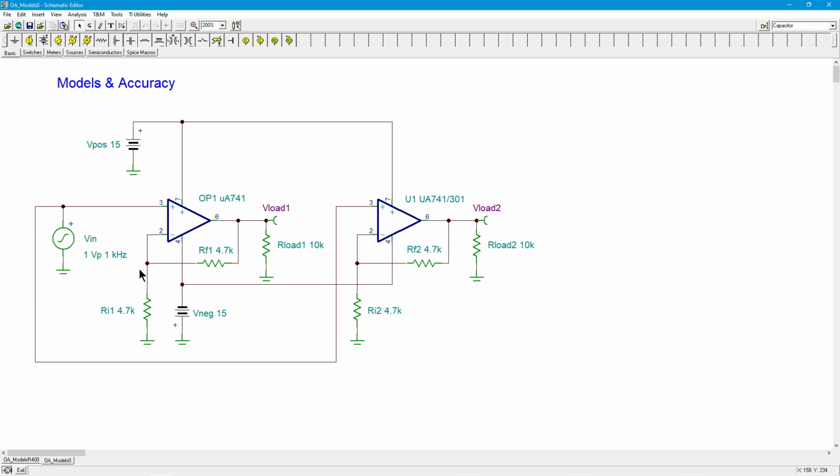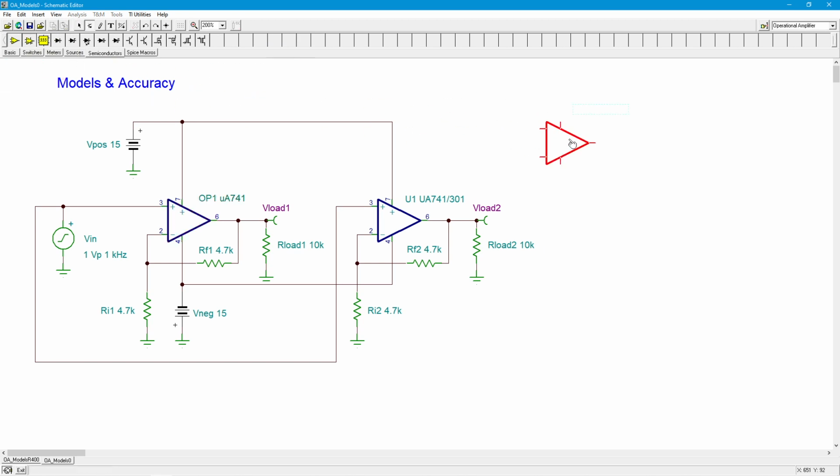This circuit is identical. They're both running on the same negative and positive 15 volt power supplies. They both have identical 10K ohm resistors for loads. They're both being driven by the same 1 volt peak, 1 kilohertz sine wave. What's different? Well, this op amp right here in TINA, this happens to use the basic sort of op amp choice you would get up here, right?